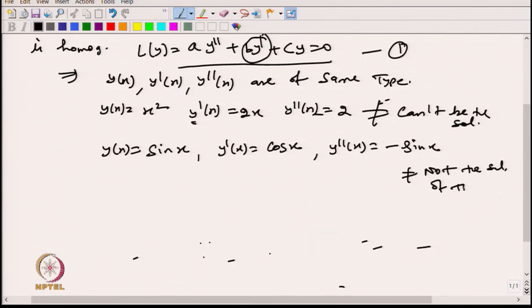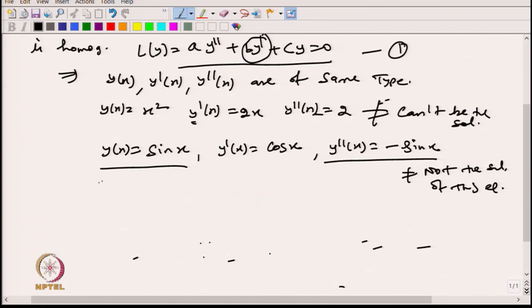because if I did not have the first derivative in this equation, then this function would be a very good function and I could have a solution of this type. But in this case I have the first derivative also. So, sin x is not a good function as a solution of this equation.